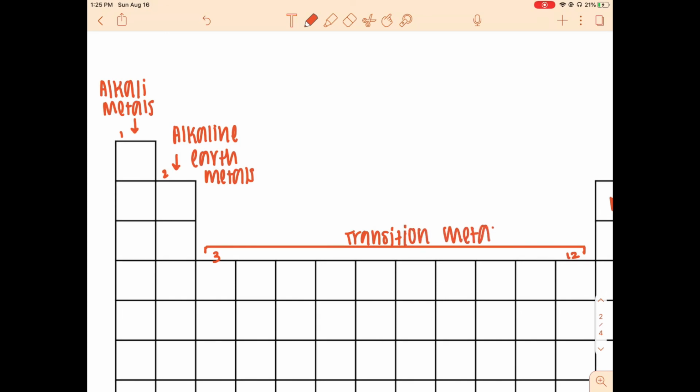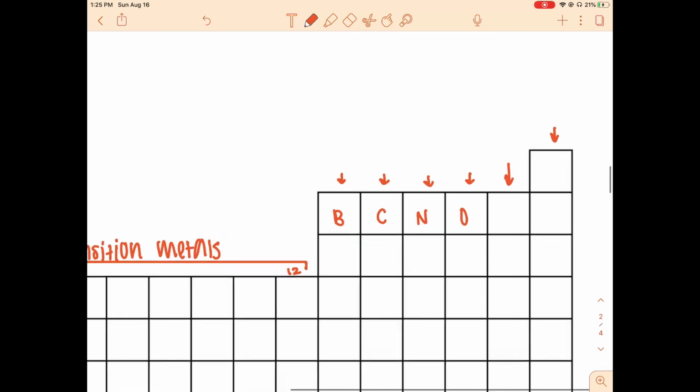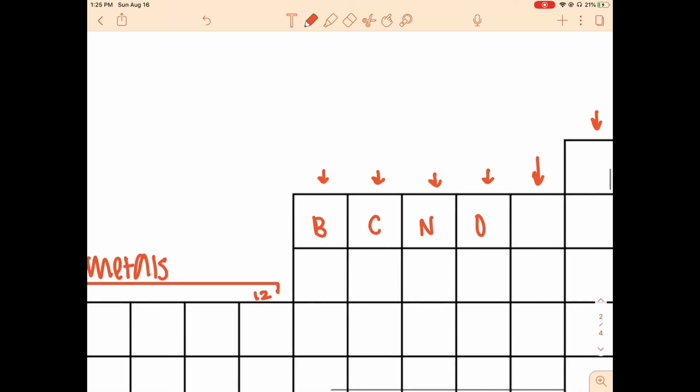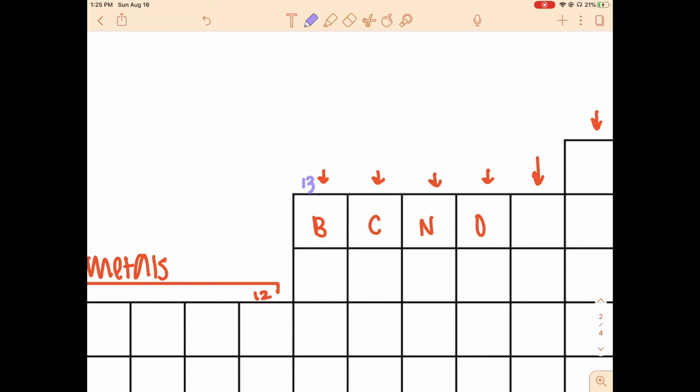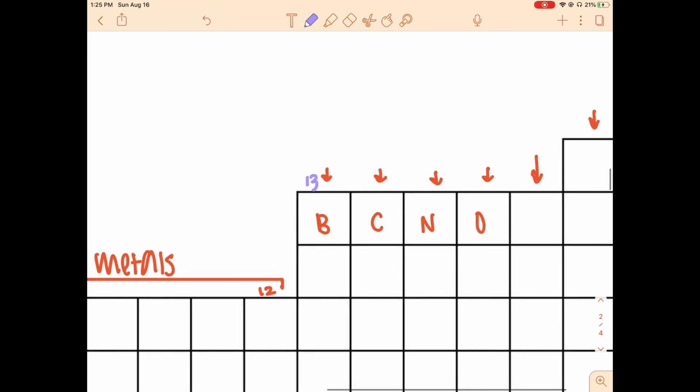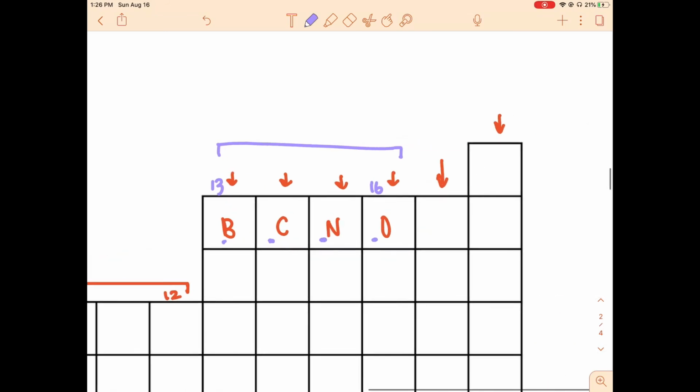And these are transition metals. Then we have a slightly different naming for the groups from 13 all the way to 16. If you notice, I wrote down their element symbols, and that's because we name these groups by the first element in the group. So the first one is the boron family, the second is the carbon family, the third is the nitrogen family, and so forth. Group 16 is the oxygen family.